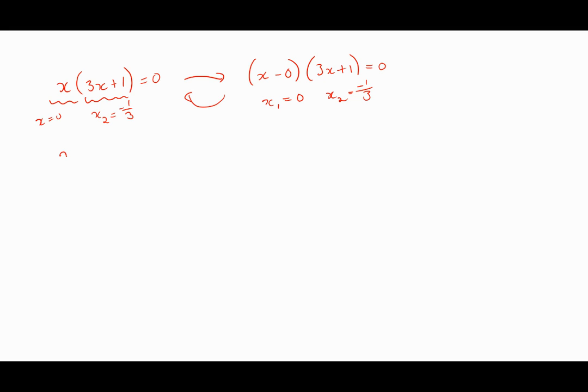And the same rule applies if we have something like 2x brackets 3x minus 1 equals 0. My two solutions will be x1 equals 0 and x2 equals positive 1/3 for the exact same reason. Plugging in 0 makes this part 0, therefore the entire thing is 0 because they're being multiplied together.